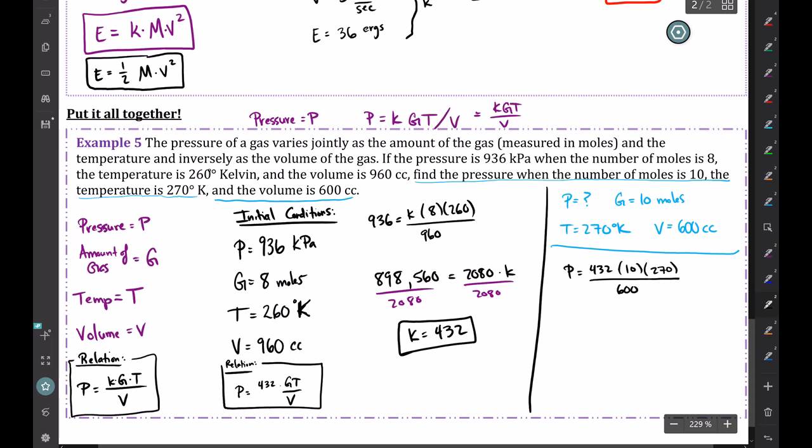Okay, that ends up being what? P is 1944 if you plug that into a calculator. So our pressure then will be 1,944 kilopascals.